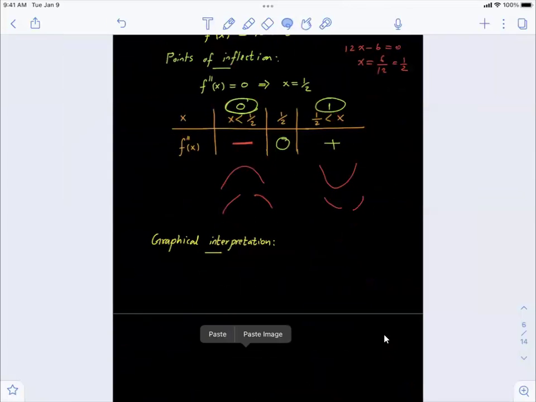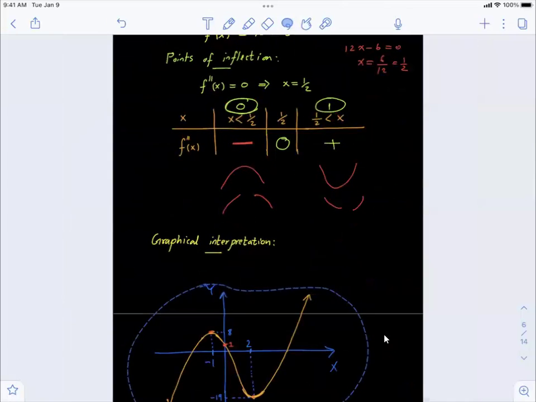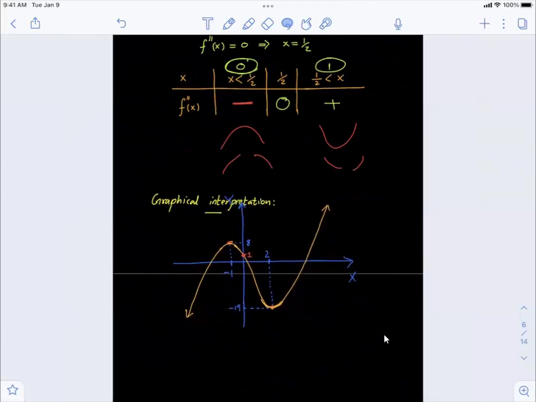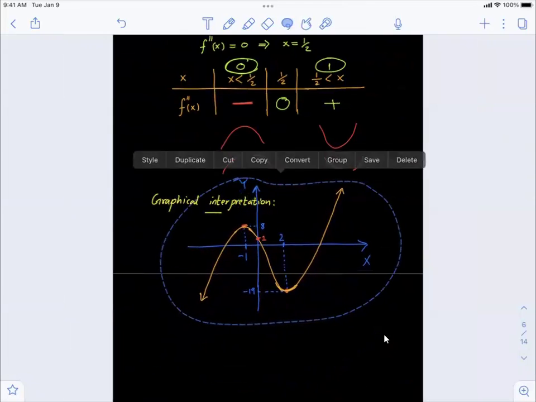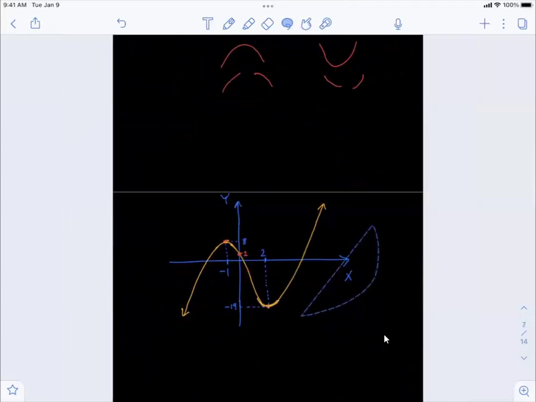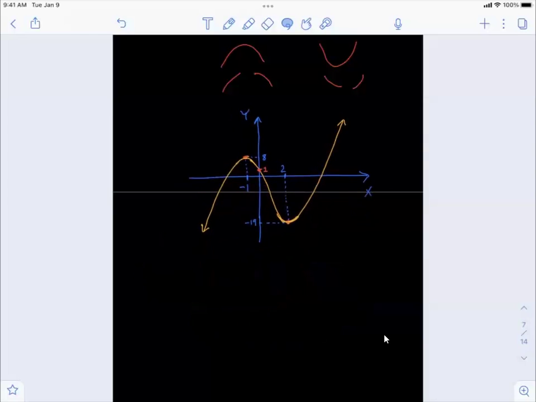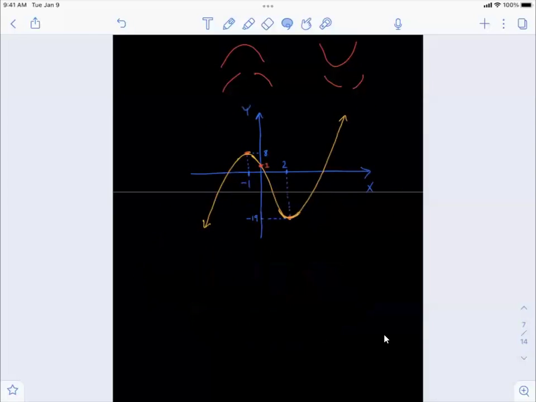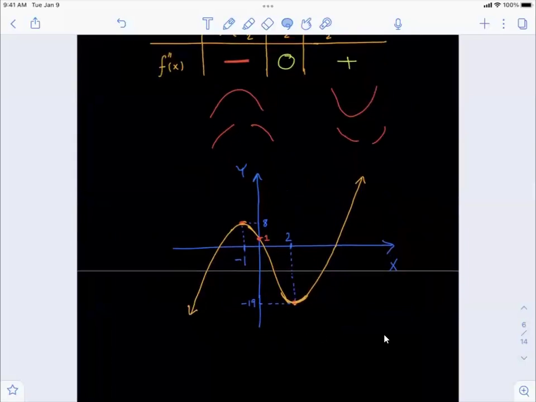And I'll put it right here. Let's do this. Oh, let's do it carefully by bringing it in right here. Look at this very carefully.